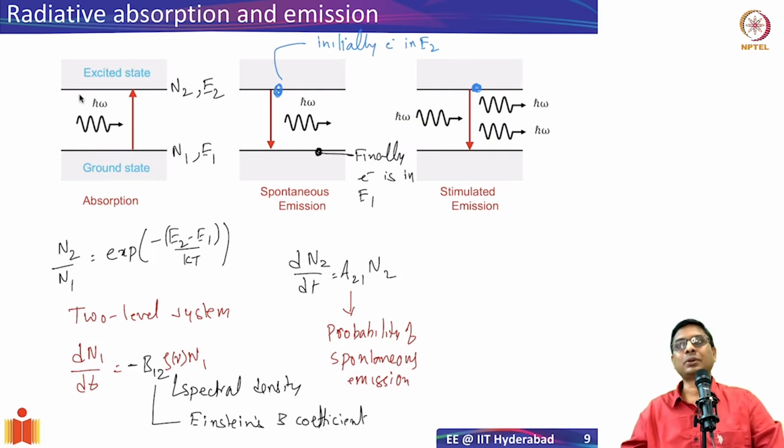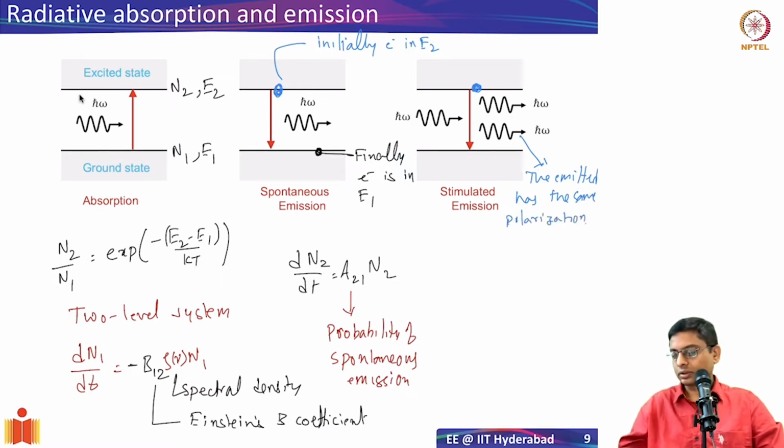The nice thing about the stimulated emission process is that the second photon, the emitted photon, has the same polarization, phase and frequency as the incident photon. This is a unique feature that is usually not there.